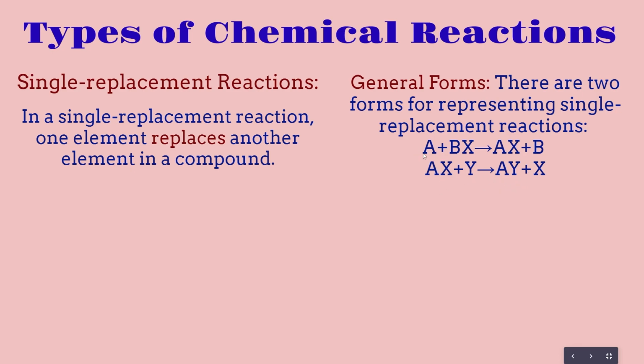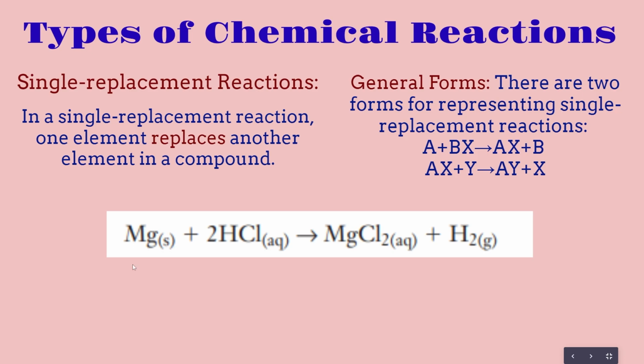In the first one, A replaces B. So it would be AX plus B. And in this one, Y replaces X. So then it's going to be AY plus X. Okay, so now we're going to go over an example to further enhance our understanding. Magnesium plus hydrochloric acid is equal to magnesium chloride plus hydrogen. Let's see how this works with our general form.